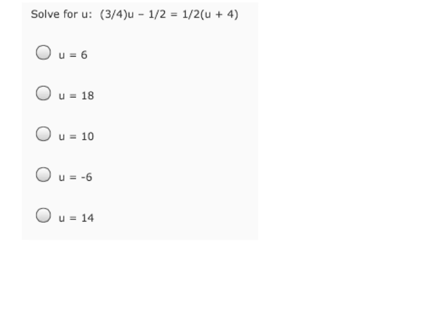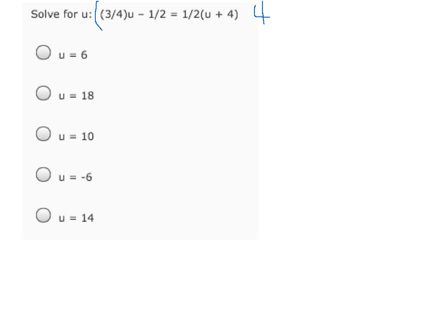In this problem, we're asked to solve for u. So if we notice, we have fractions on either side of the equation. So in order to make the problem a little easier to solve, we want to get rid of our fractions by multiplying the entire equation by 4.